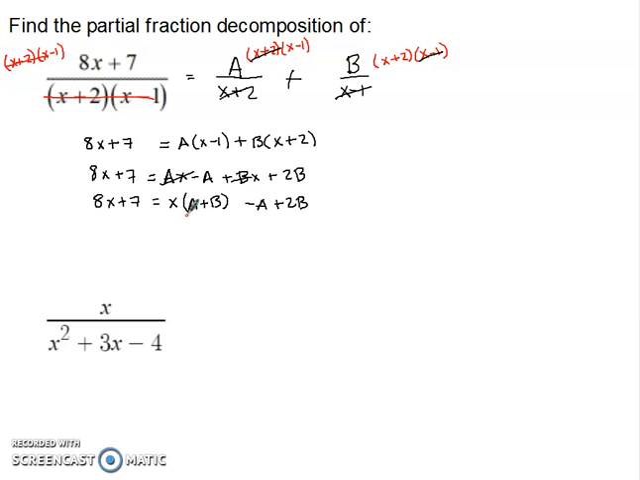So the coefficient on x on the right is a plus b. The coefficient on x on the left is 8. So my first equation is a plus b has to be 8. That way I have an 8x on the right-hand side. And on the left-hand side, my constants, or the part with no x's, has to match the constants, or parts with no x's on the right. So that means that the negative a plus 2b has to be 7. So that means I would have x times 8 plus a 7, which would match the 8x plus 7 on the left-hand side.